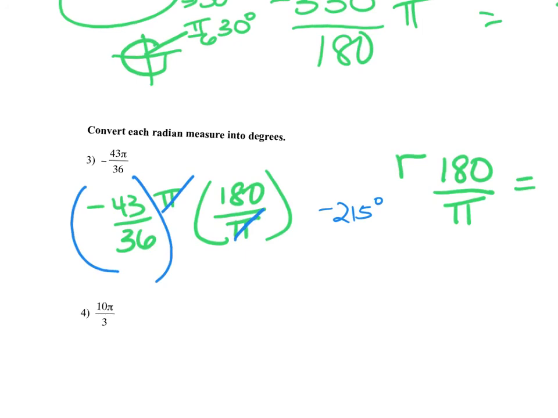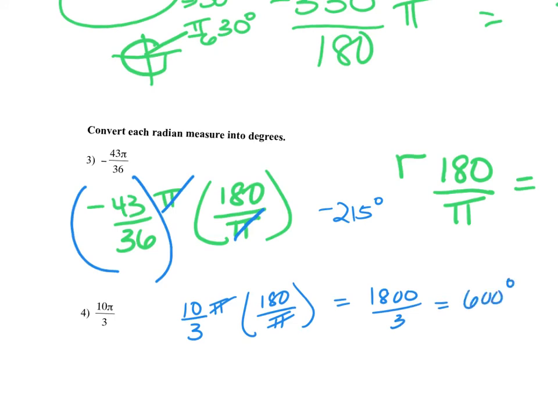The last one, we take 10/3 pi times 180 over pi. The pi's bite the dust, and you get 1800 over 3, which is 600 degrees. That's what your calculator should give you.